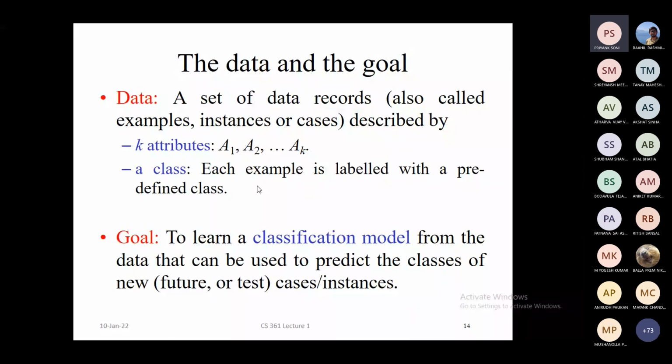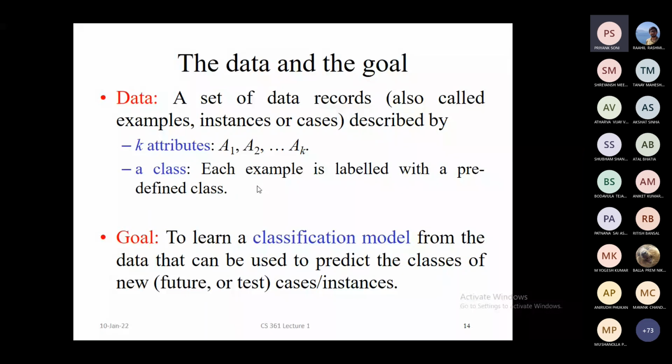So each example is labeled with a predefined class. In the supervised setting, these two are very important: the features, and the label given to a set of examples or instances, which has been given a priori to the learning. Based on these labeled examples, we are going to learn. And what is the goal? To learn a classification model from the data that can be used to predict the classes for new cases.